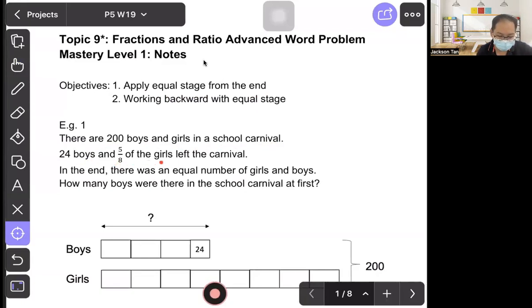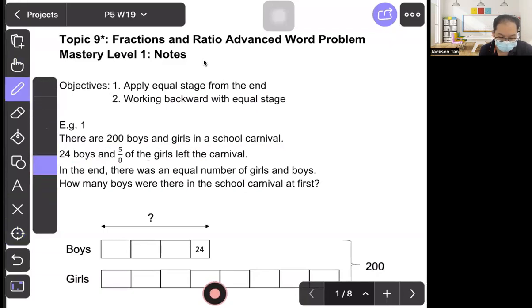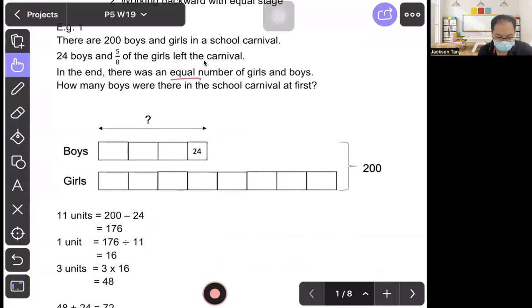So you say that there are 200 boys and girls in a school carnival. 24 boys and 48 of the girls left the carnival. In the end, there was an equal number of girls and boys. Underline the keyword equal. So how many boys were there in the school carnival at first?